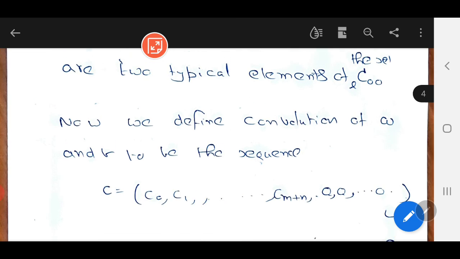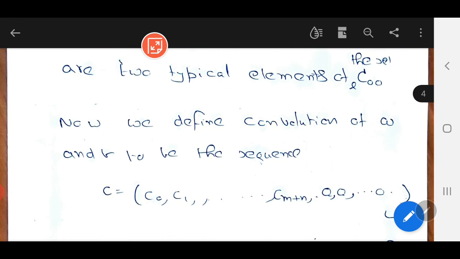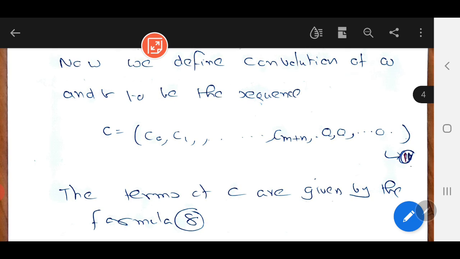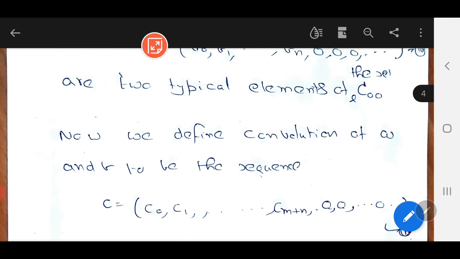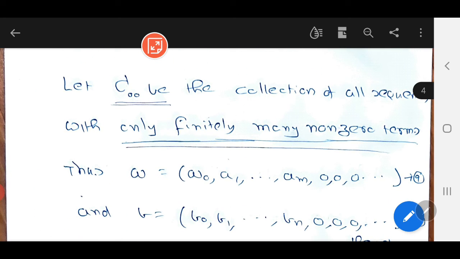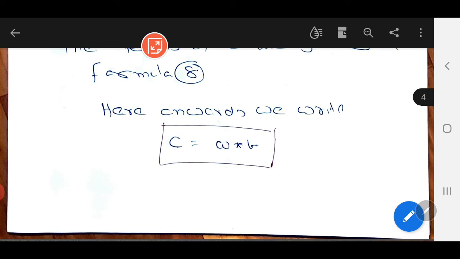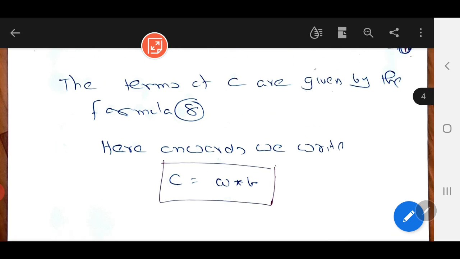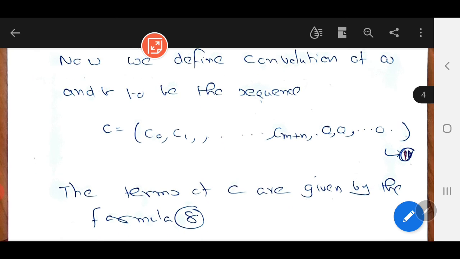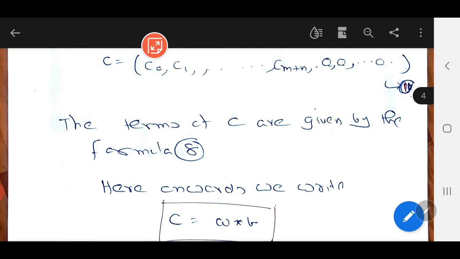So the convolution of two sequences A and B, here we are getting it as C_{m+n}. See here, what sequences are we considering? These sequences, C00, consist of the collection of sequences with only finitely many non-zero terms. Most of them are zeros. Only such sequences we are considering, and the operation we are defining here is known as convolution, A star B. How to get the terms we have discussed: we defined them by using formula 8.